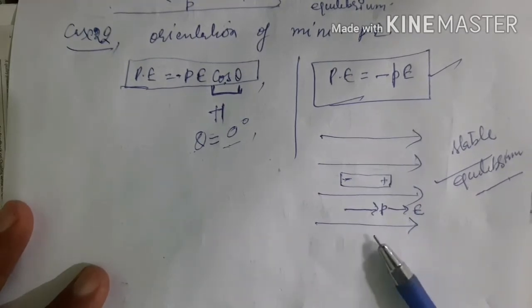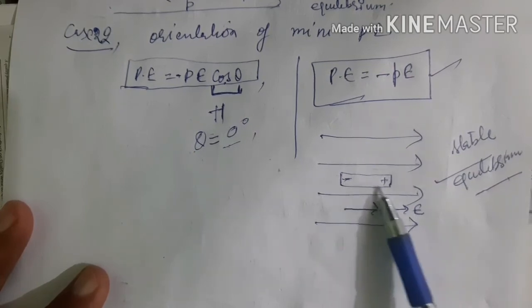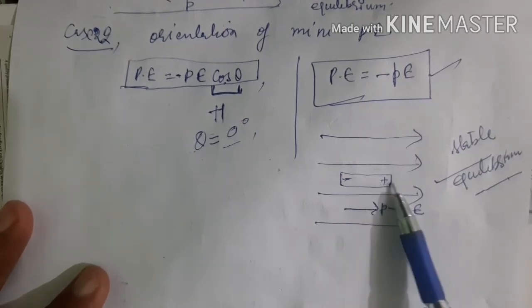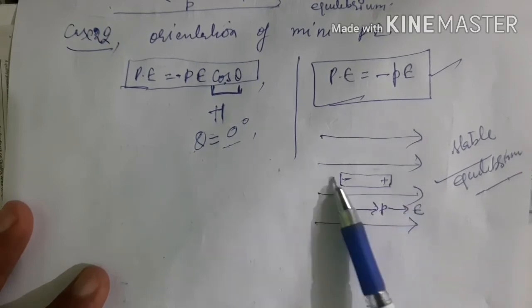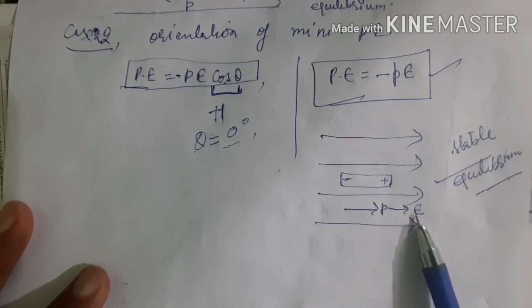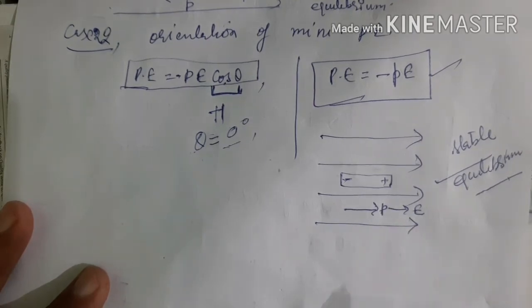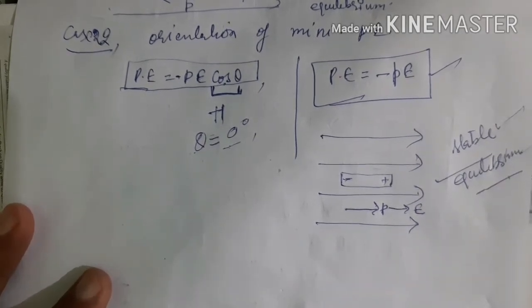Now if I draw a diagram, this is your uniform electric field, and a dipole is placed along this direction. Positive is along the direction of the electric field and negative is along the opposite direction. So see here, the dipole moment is along this direction and the electric field is also along this direction. Both are making an angle of 0 degrees. So this is a situation of stable equilibrium. So these are the orientations of stable equilibrium and unstable equilibrium, with minimum and maximum potential energy.